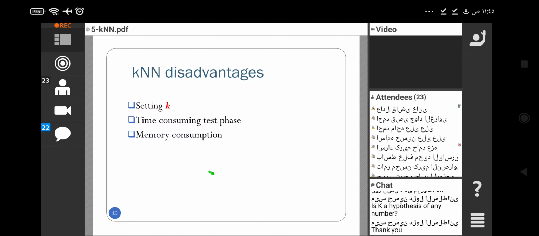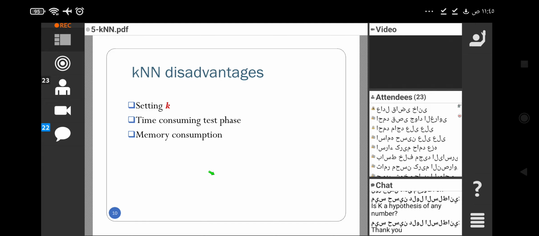Yes, as I said, these are the disadvantages of kNN. We should set the k value. The test phase is time consuming. This is a disadvantage of kNN, and the memory consumption is high. These are some disadvantages of kNN.